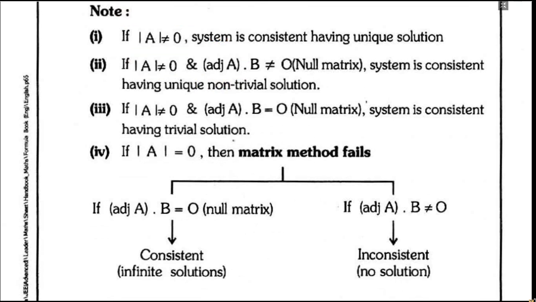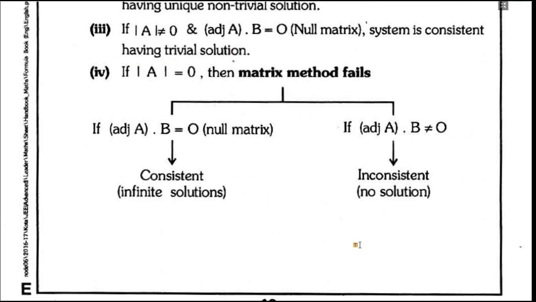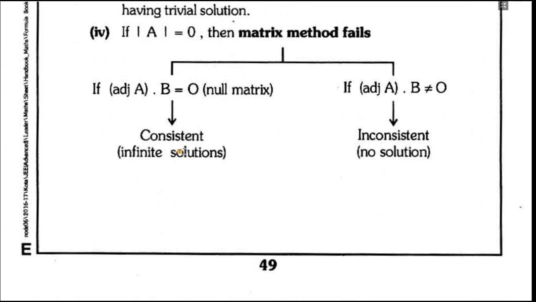Then what do we do? We check the value of adjoint A into B. If adjoint A into B is not 0, the system is inconsistent, which means it has no solution. If adjoint A into B equals the null matrix, then it is consistent, which means it has infinite solutions. Now how will you solve this infinite solution case?